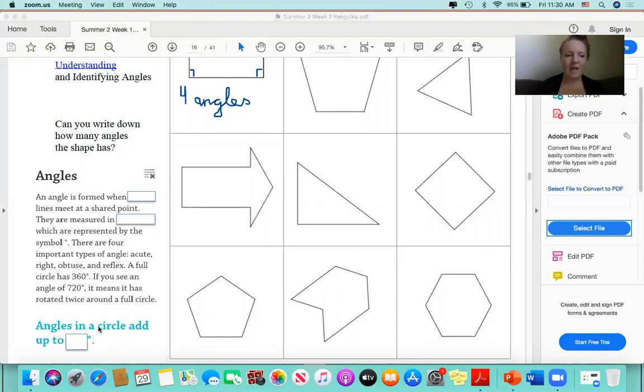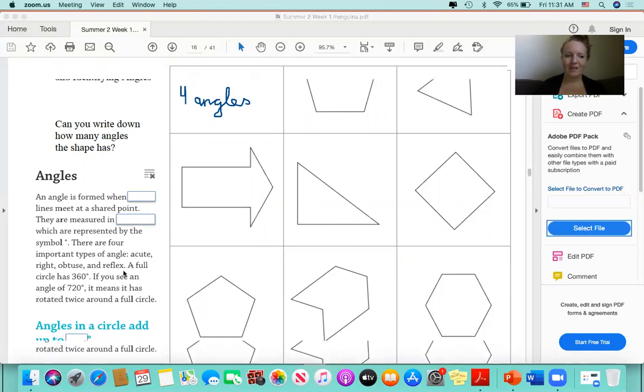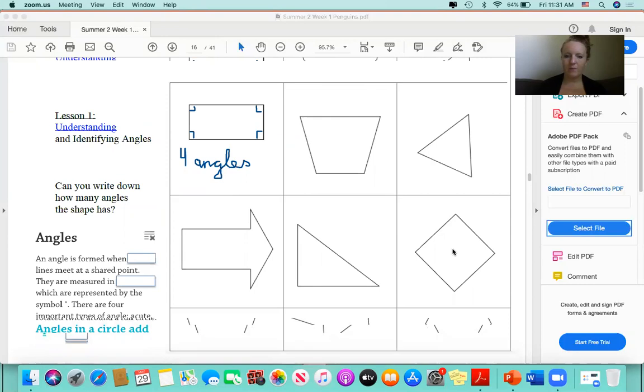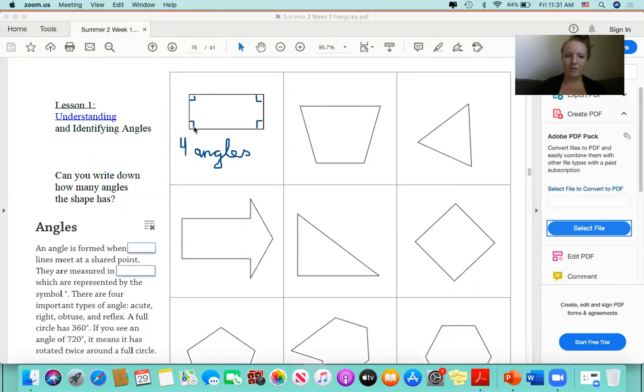And then complete this. Angles in a circle add up to how many degrees? So once you've done that, you can go ahead and do this. All you have to do is write down how many angles a shape has. Now we're going to look at the space inside the shape. I've marked these ones with part of a square because these are actually right angles. If you want to even name the angles already, that's excellent. But if you just want to say how many there are, that's absolutely fine. So you can see here, there's 1, that's your vertex, 2, 3, and 4.